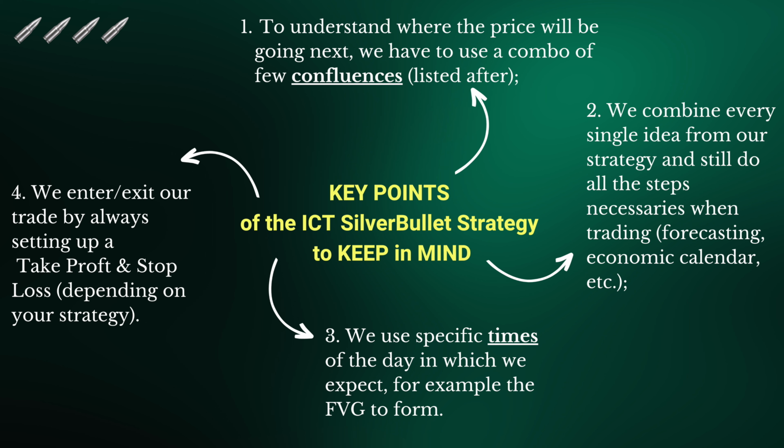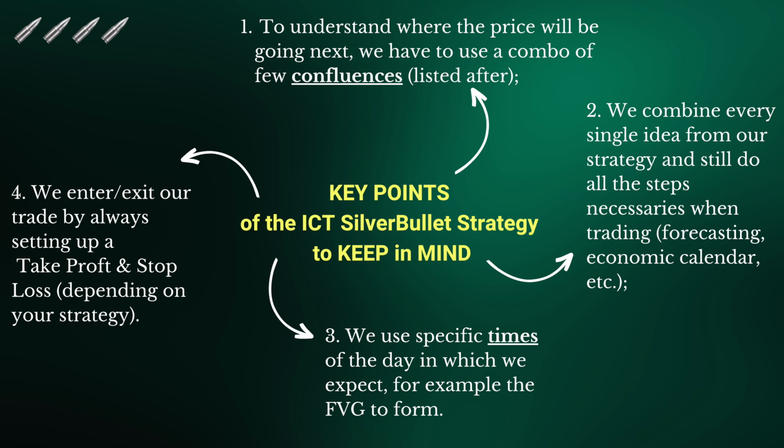So guys, remember these 4 points. It's about using a combination of confluences that we're going to talk about in a moment. It's about still doing our due diligence, so forecasting. We are going to trade during specific times of the day, and in those times we are going to expect our entry to show up. And last but not least, when we enter and exit our trades, we are always going to put up a take profit and a stop loss.